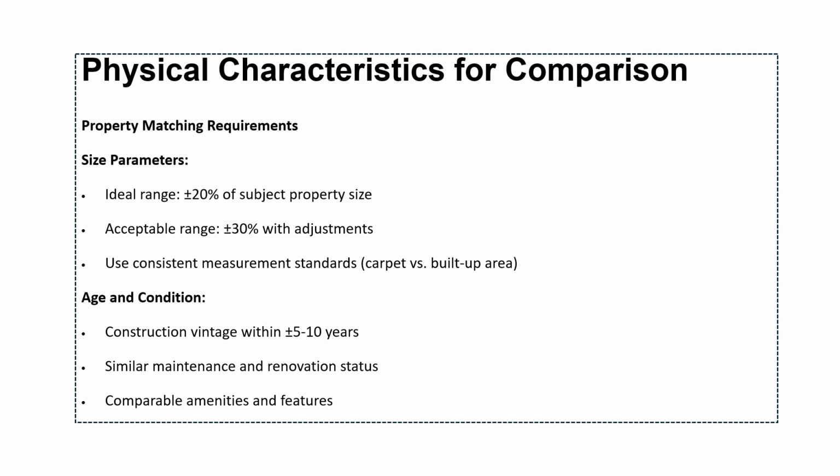And then age and condition. So construction vintage within plus minus 5 to 10 years. The difference between the age of construction should not be more than 10 years. Similar maintenance and renovation status. The condition of the building, the condition of our real estate should also be similar. And comparable amenities and features. So amenities which are available should also be comparable. If one has 5-star quality amenities and the other doesn't, then in that case it is not comparable. So that should also be similar.